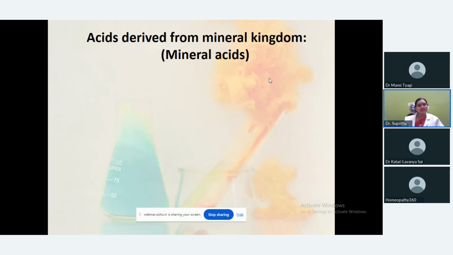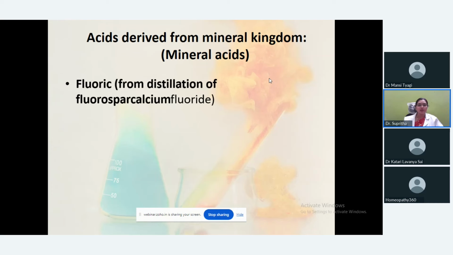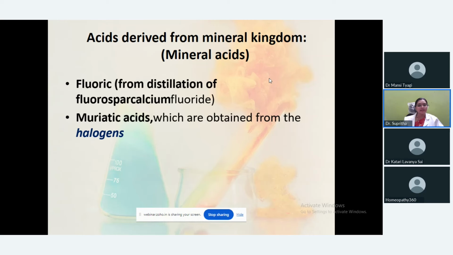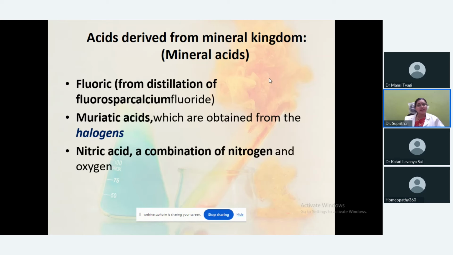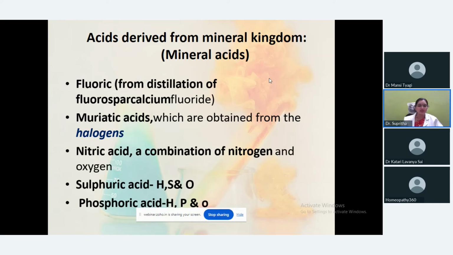So now what are the acids that are derived from the mineral kingdom? These are the mineral acids. Fluoric acid is from the distillation of fluorspar, calcium fluoride. Muriatic acid is obtained from halogens. Nitric acid is a combination of nitrogen and oxygen. Sulfuric acid, hydrogen, sulfur and oxygen. Phosphoric acid, hydrogen, phosphorus and oxygen.